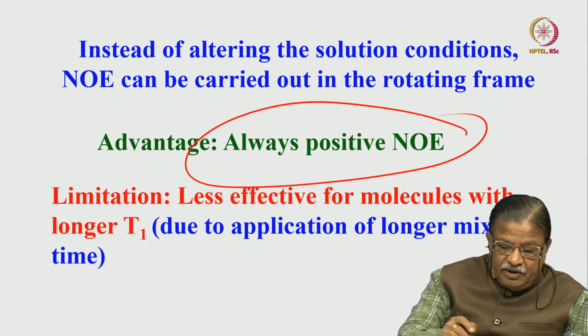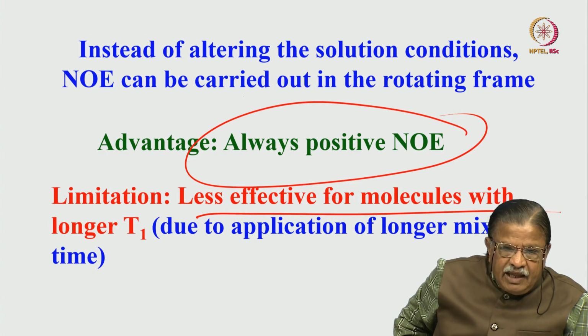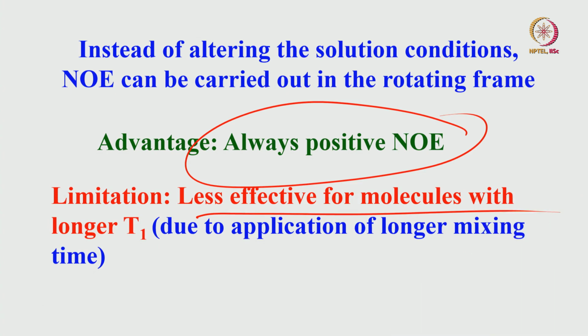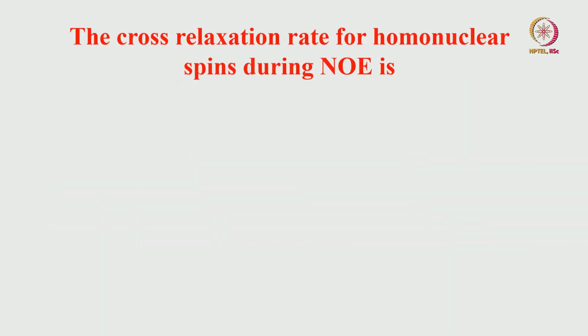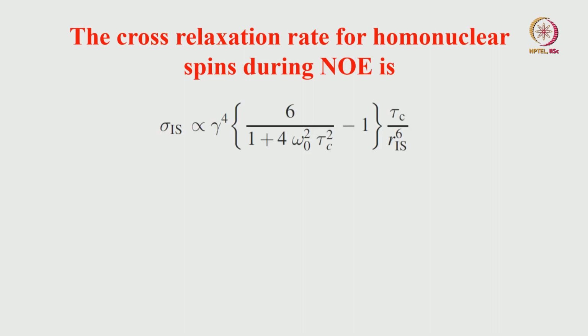So, that is what we do, but the only thing is, it has a limitation: it is less effective for molecules with longer T1 due to application of longer mixing time here. We are in the rotating frame, we are going to apply a longer mixing time. As a consequence, if your spins have longer T1, then what will happen? It will be less effective. Don't worry about that. That's some limitation which I told you to be careful about while doing the experiment. Let us see the cross relaxation rate for homonuclear spins during NOE and ROE both.